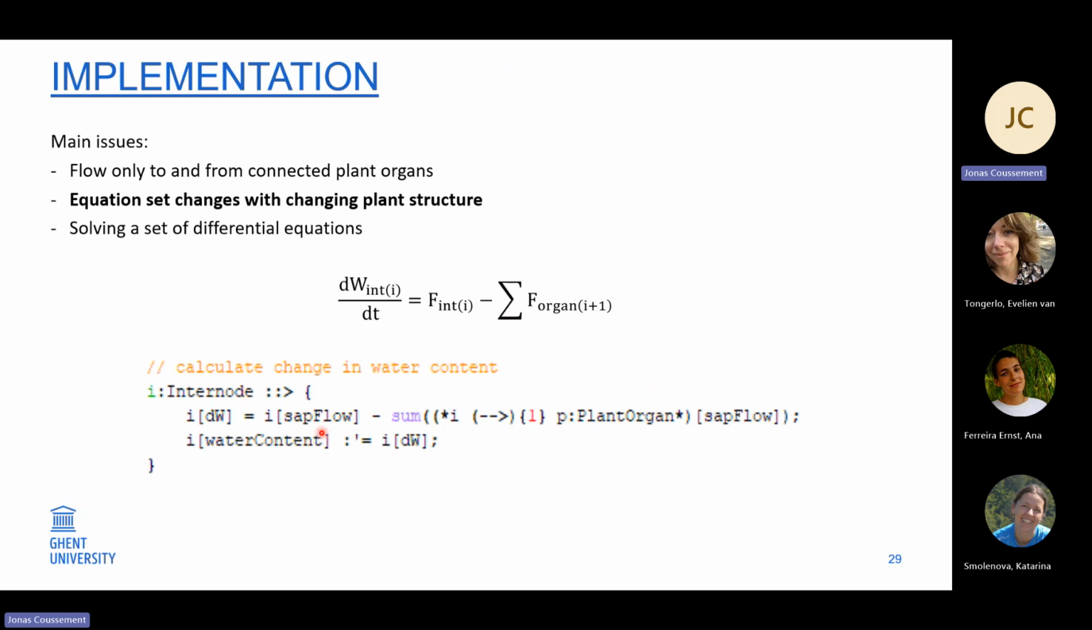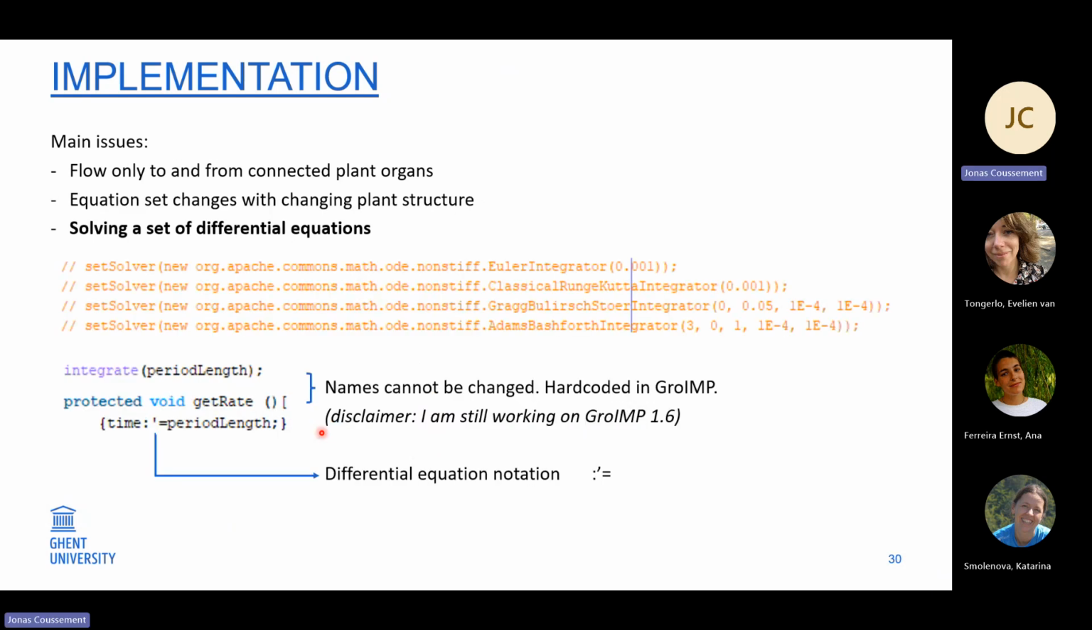And then lastly, we need to solve the set of differential equations. Firstly, we have the basic solvers, which are available in Java, which we won't be using, for a reason I will tell you about later. What you have in GroIMP are these two hard-coded functions: one is integrate and the other is get_rate. GroIMP knows that the integrate function always refers to a get_rate function, and the idea is that you put all your differential equations that need to be solved within this get_rate function.